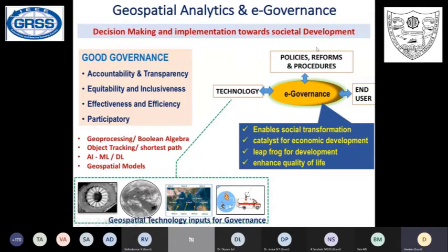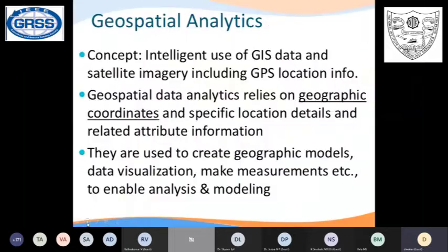And when we look at this particular diagram, it very clearly shows that the policies and reforms literally guide us into e-governance, which obviously meets the end user. But e-governance can use the technology to address good governance through various geospatial technology, and we can enable a whole lot of new ways of looking at things, which allows us to do better monitoring of the government money that is being spent on the ground.